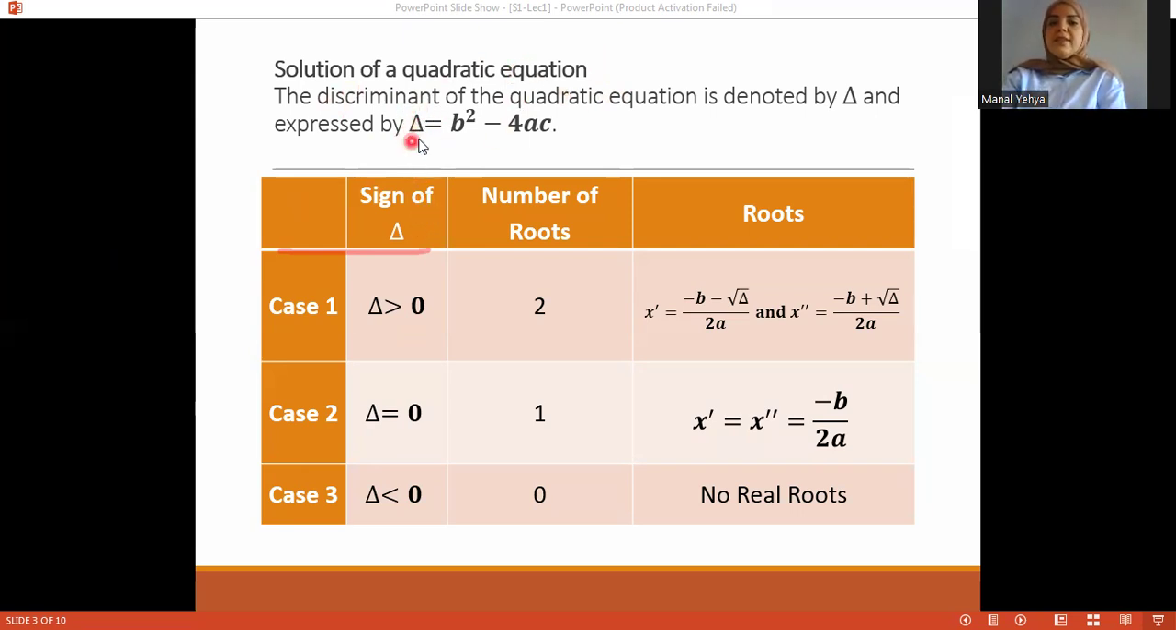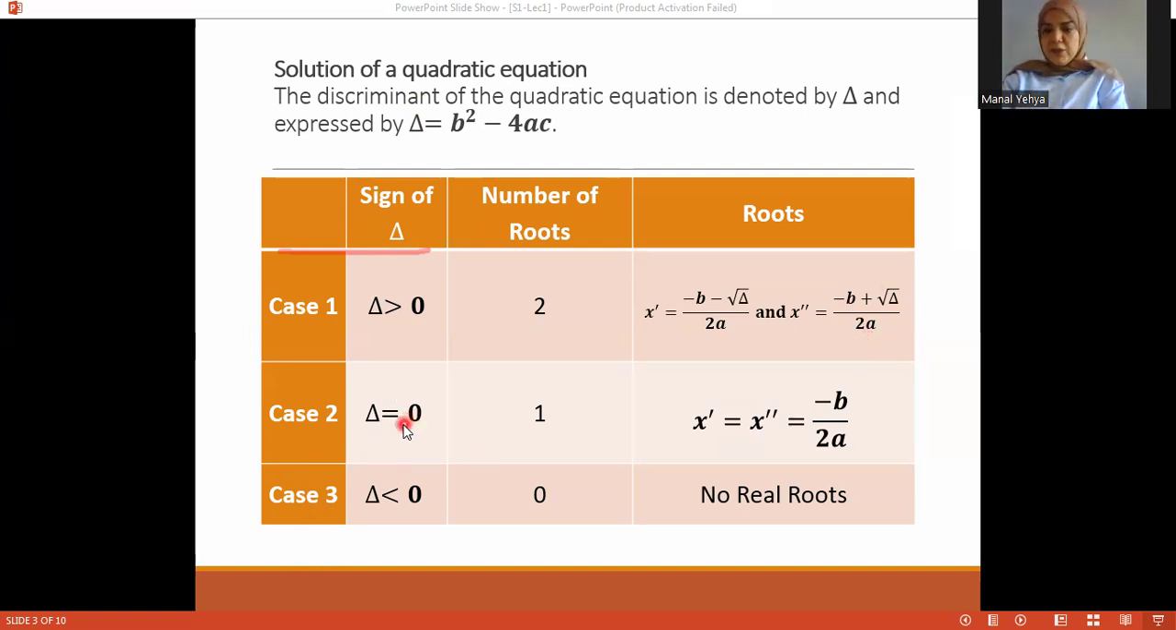What's the discriminant? It's called the delta of the equation. Delta is b squared minus 4ac. Okay, a, b, c are the coefficients of the equation. So we find delta, okay? If delta is positive, if you calculated delta and you get a positive answer, it means I have two roots. The first root is minus b minus radical delta over 2a. And the second root is minus b plus radical delta over 2a, okay?